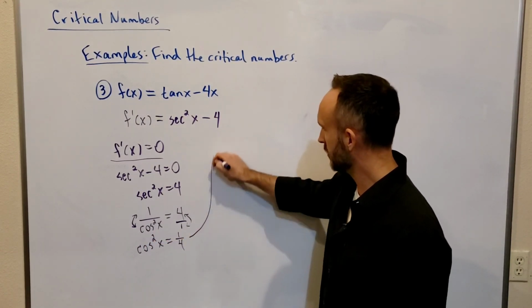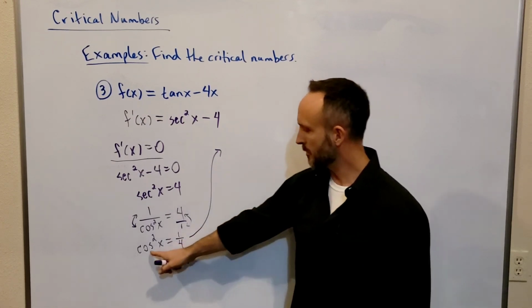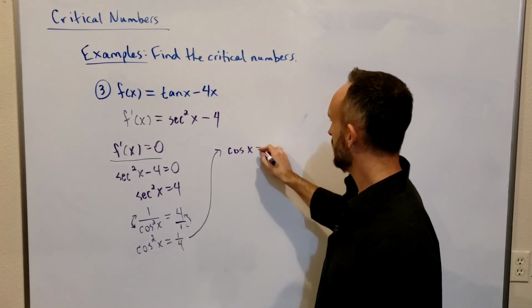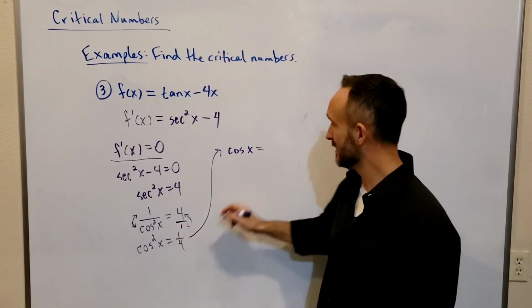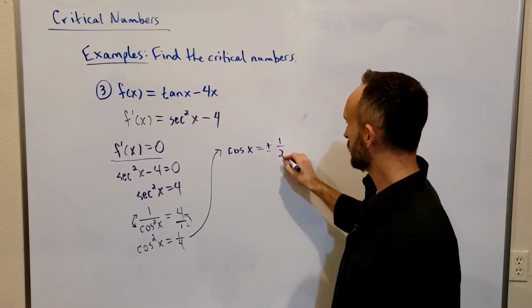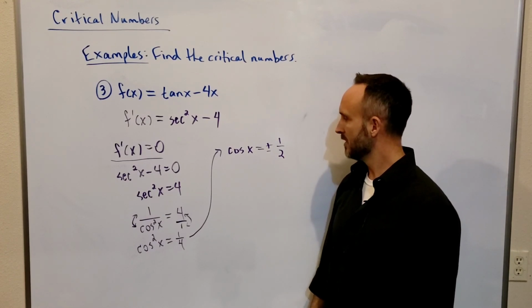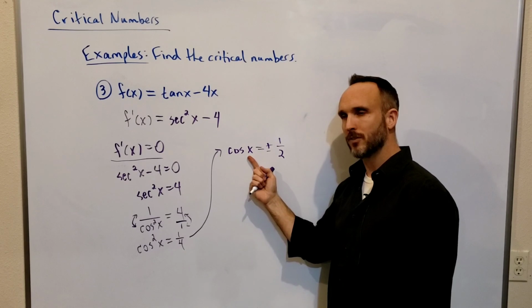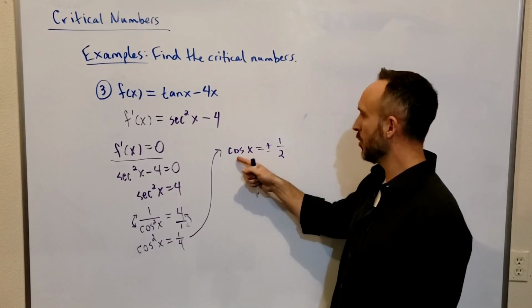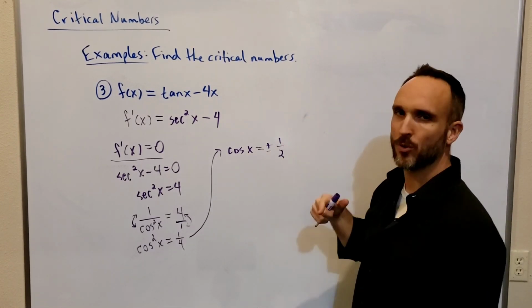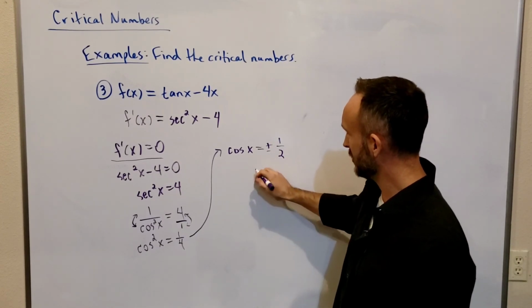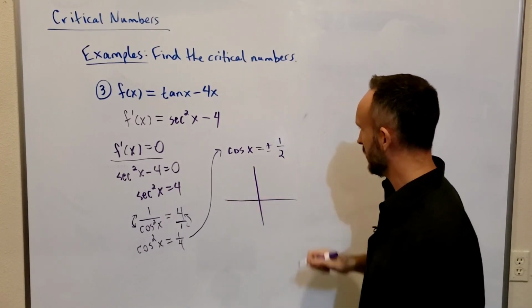If I come up here, because I'm running out of room, now I'm going to take the square root of both sides. So cosine of x equals plus or minus 1/2. The square root of 1/4 is 1/2. So I need to figure out all the x values, because I'm trying to solve for x, for which cosine of x equals 1/2 or -1/2.